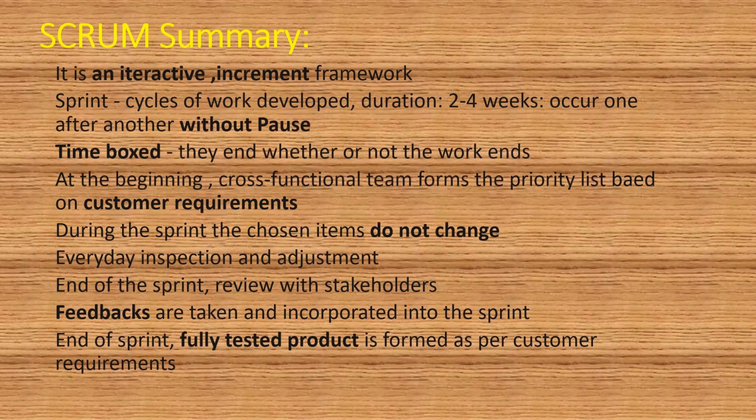Every inspection and adjustment happens at the end of the sprint review with stakeholders. Feedback is taken and incorporated into the next sprint. At the end of the sprint, a fully tested product is formed as per customer requirement. This is all about the summary of Scrum. All these things are involved in the Scrum methodology. I hope you understand what Scrum is, and the Scrum roles and Scrum process in detail.